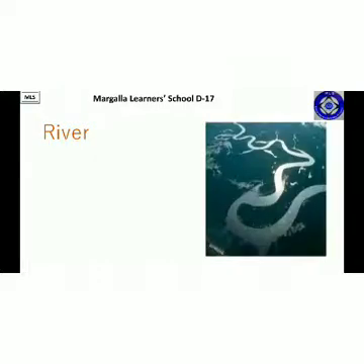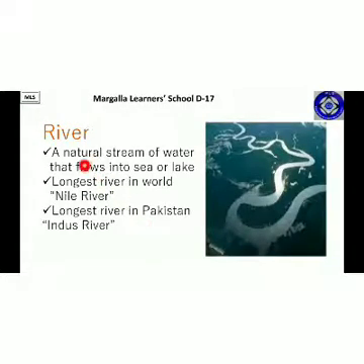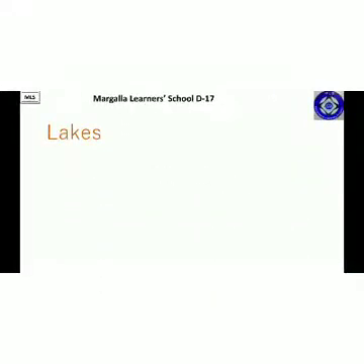Next, we have river. It is a water body that is a natural stream of water that flows into sea or lake. Natural stream means it is not man-made, it is made by Allah Almighty. As you can see in this picture, the water is flowing from one end of the earth to the other, and at this end it might fall into a sea or lake. The longest river in the world is known as Nile River, while the longest river of Pakistan is Indus River.